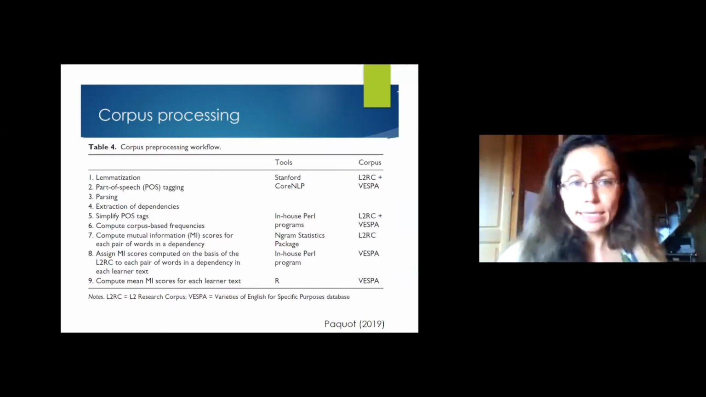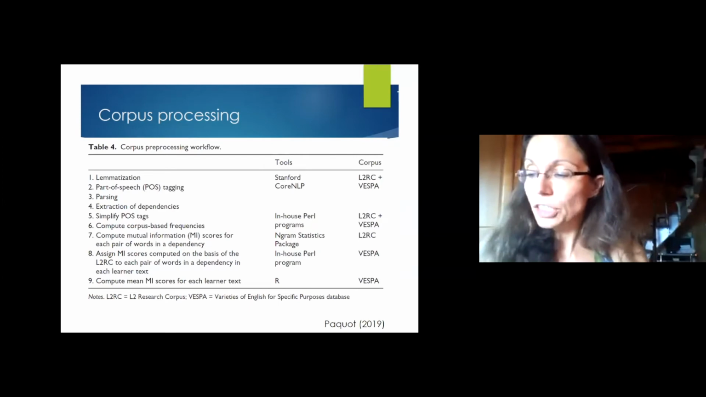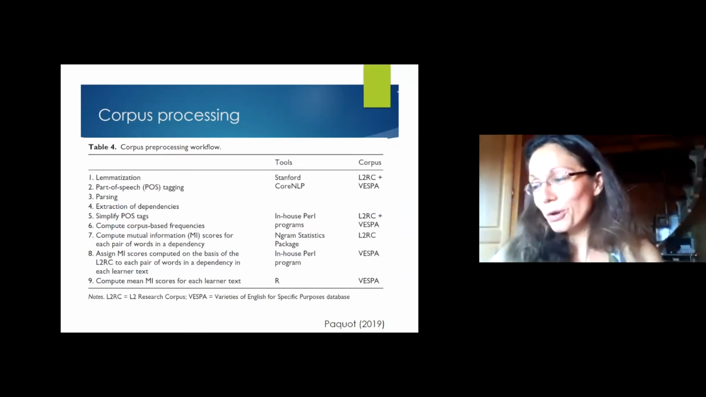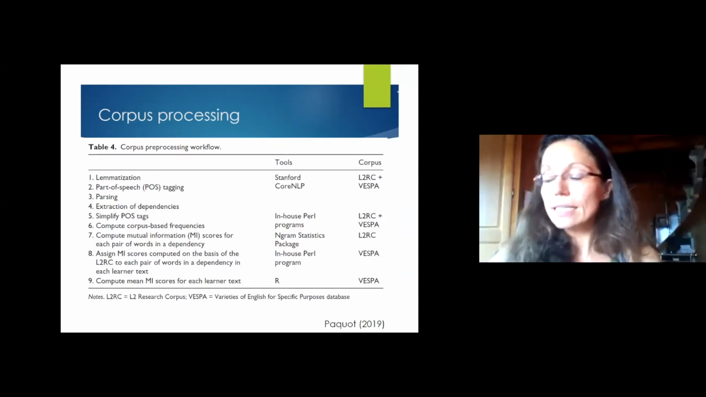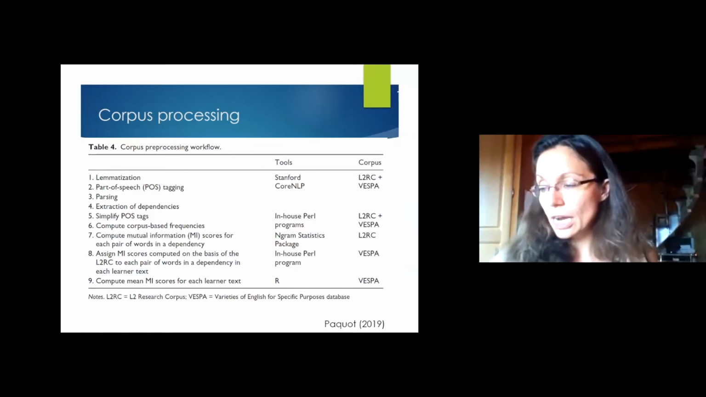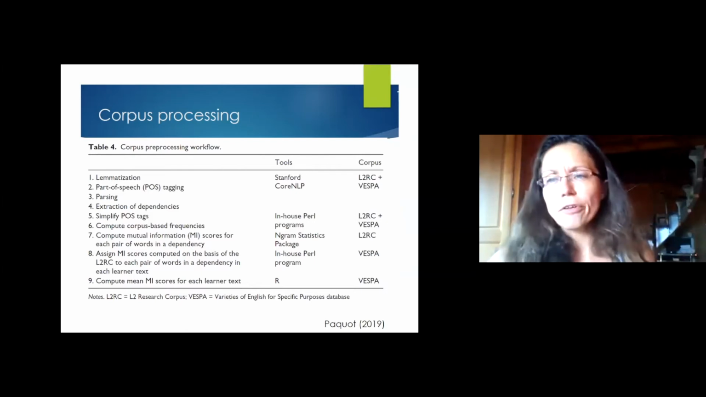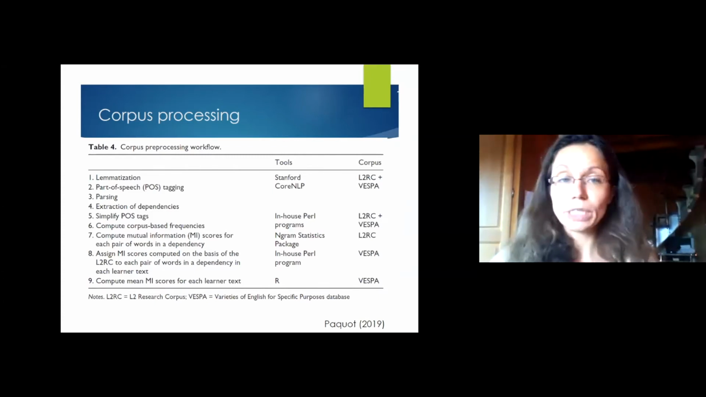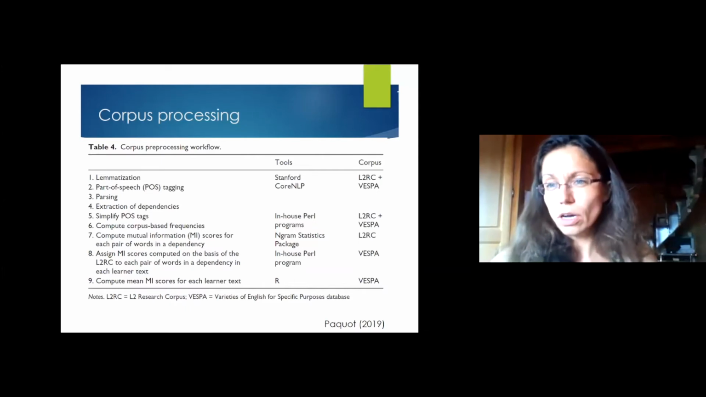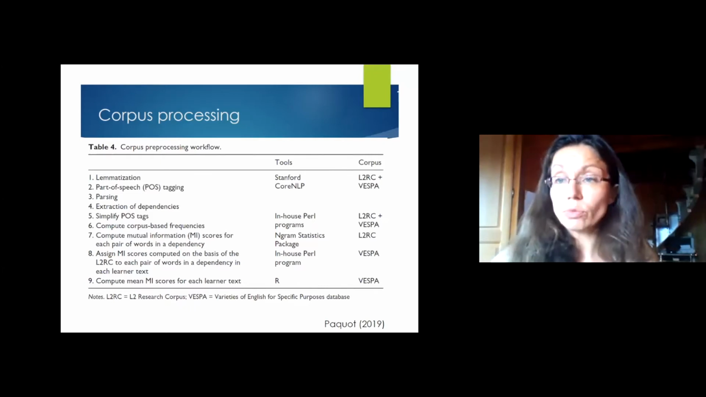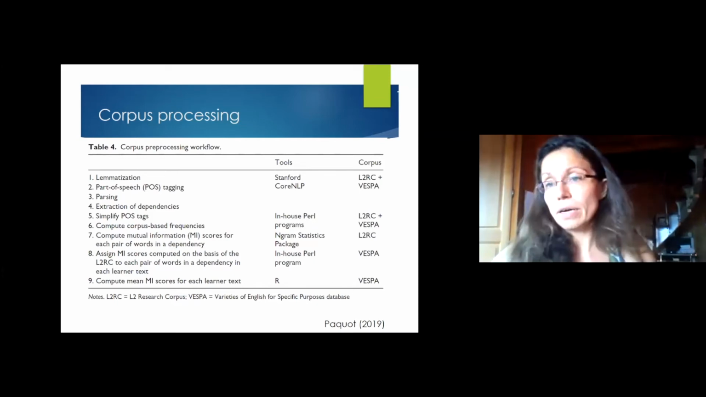In terms of corpus processing, computing phraseological complexity measures require heavy corpus processing. I'm not going to provide too much detail here because I think it's a bit complex and it would take too much time. But if you are interested, you can check my most recent publications on the topic where the method is described in extensive detail. For now, suffice to say that both the reference corpus and the learner corpus need to be lemmatized, part of speech tagged, and parsed. And when this is done, relational collocations are extracted in the form of dependencies, which serve as the basis to extract relational collocations, their frequencies, and MI scores.